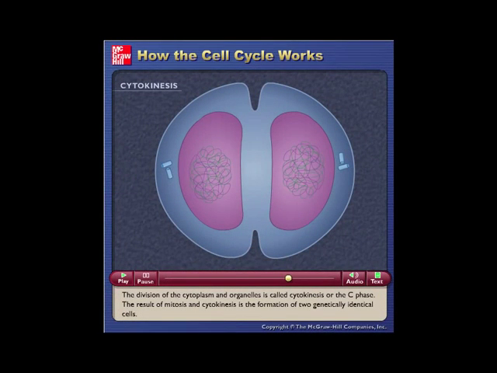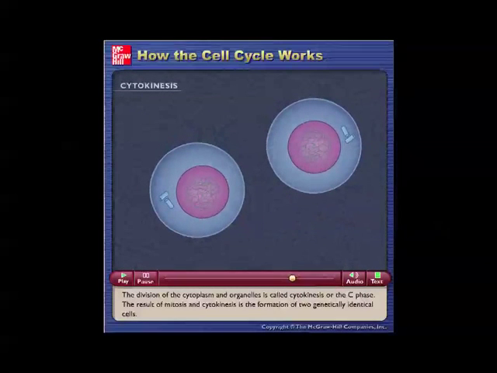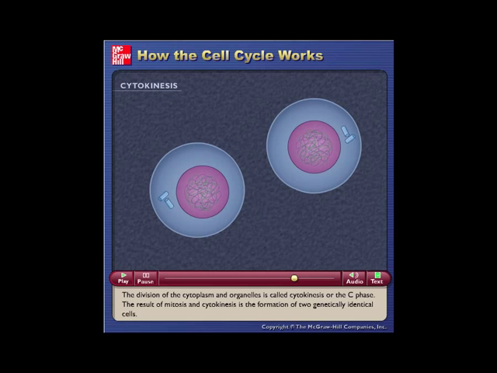The division of the cytoplasm and organelles is called cytokinesis, or the C phase. The result of mitosis and cytokinesis is the formation of two genetically identical cells.